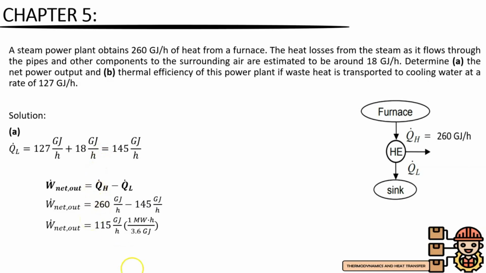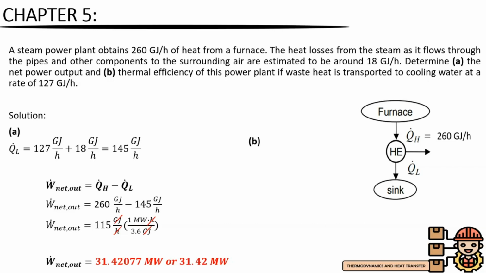So we need to convert this 115 gigajoules per hour into megawatts. One megawatt-hour is equivalent to 3.6 gigajoules. So by multiplying these two given values, we can now get the value for the rate of the net work output, which is equal to 31.42077 megawatts, or 31.42 megawatts.